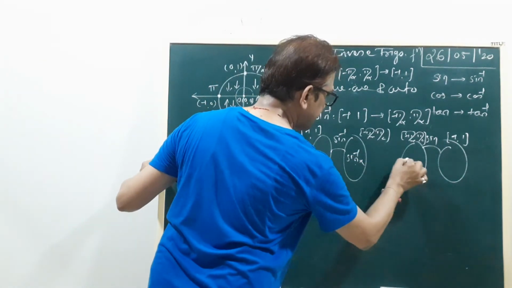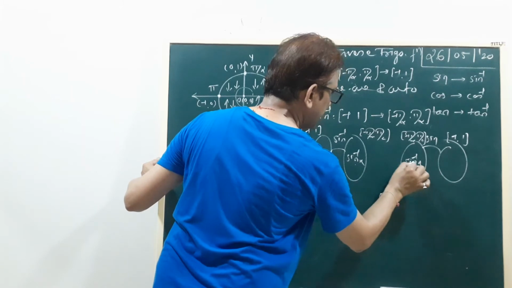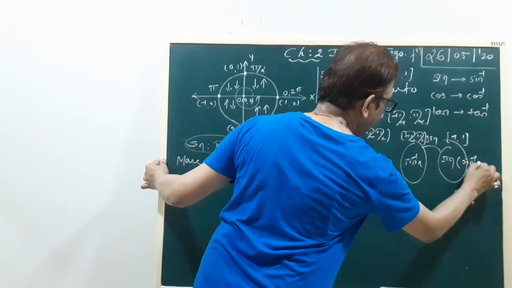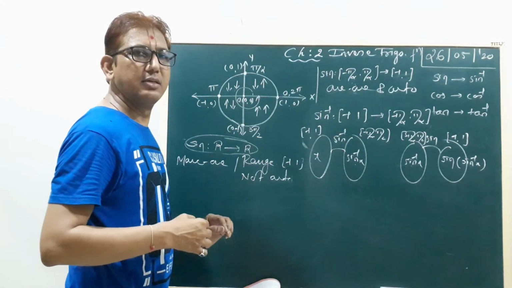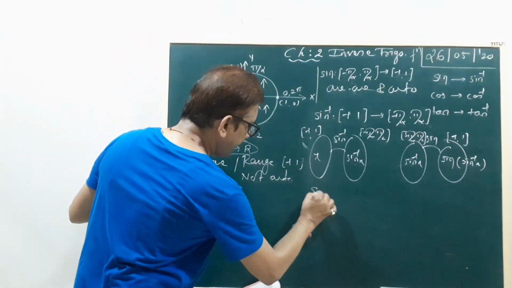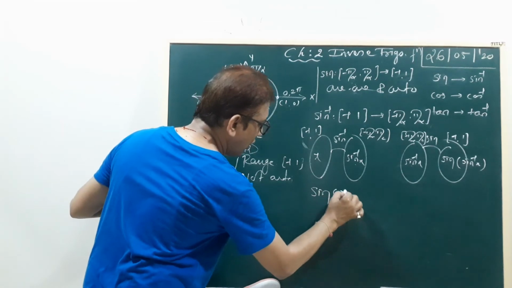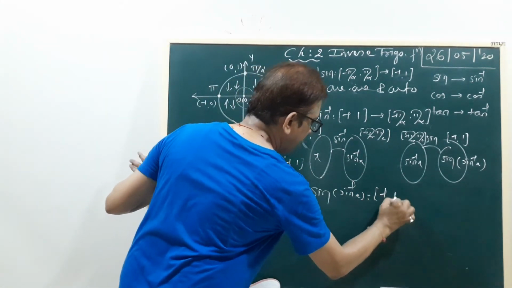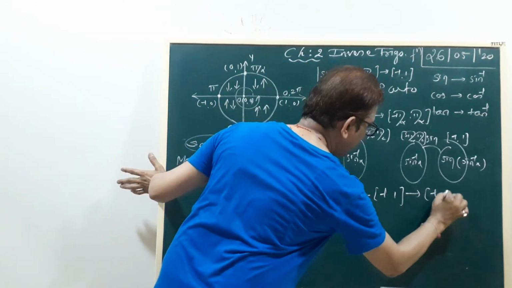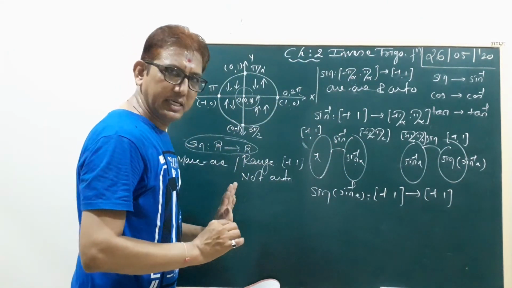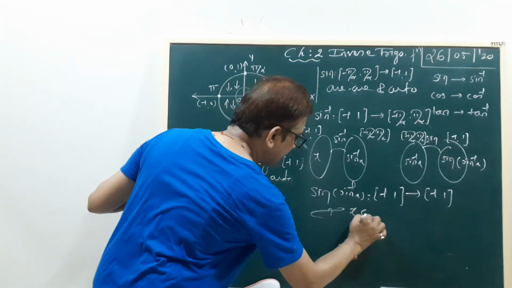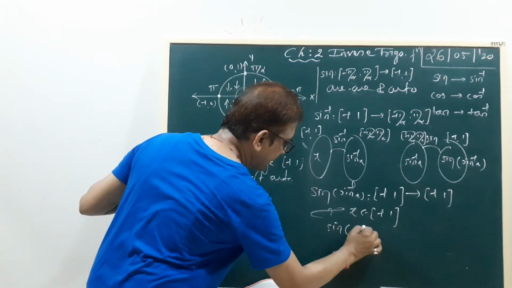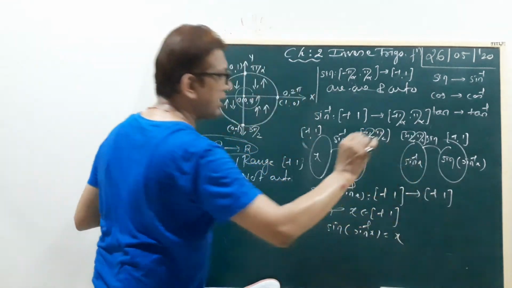Okay. Now put here sine inverse x. Now sine inverse x is put in the sine function. So sine of sine inverse x. Is that clear? Okay. So sine of sine inverse x is a function from minus 1 to 1 to minus 1 to 1. Clear? So for every x belonging to the closed interval minus 1 to 1, sine of sine inverse x equals x.